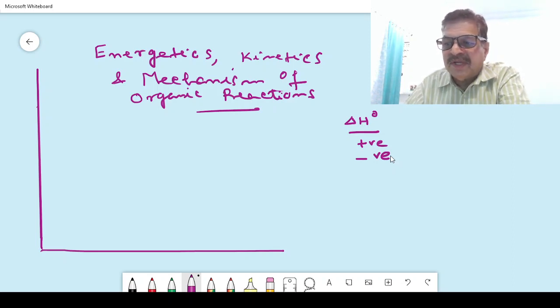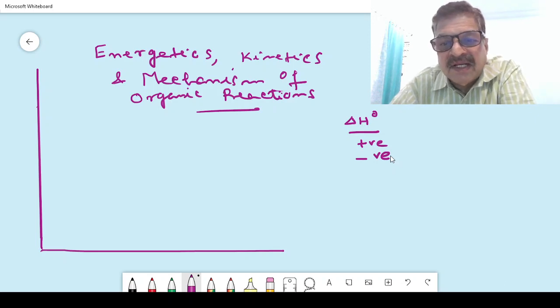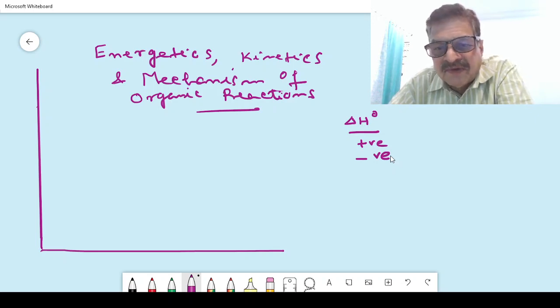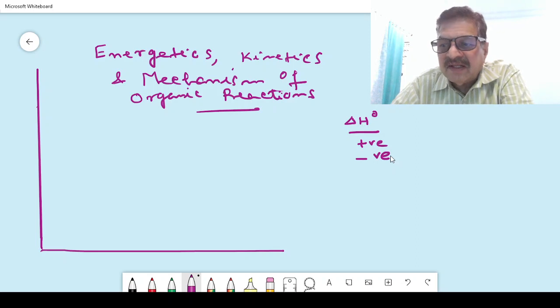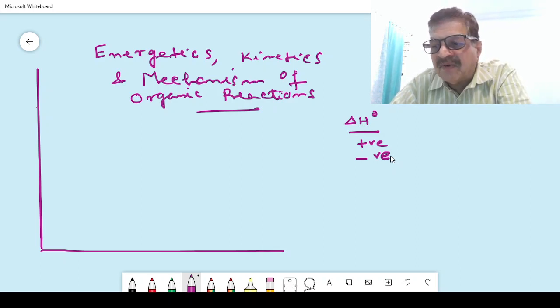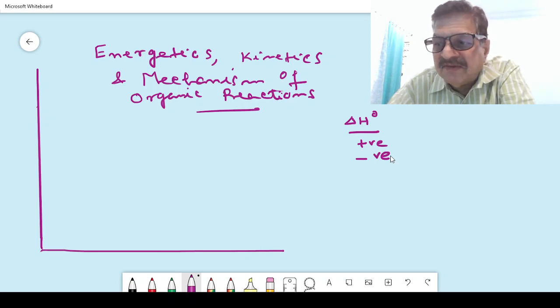Now, bond breaking. In a chemical reaction, bonds are broken and bonds are formed. Bond breaking is an endothermic process because energy is absorbed. Energy is needed for breaking the bonds. Bond making is an exothermic process. Bond breaking means energy is needed, therefore it is endothermic. And during the process of making bonds, energy is released, therefore it is exothermic.